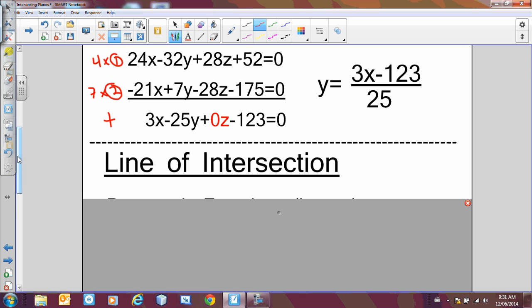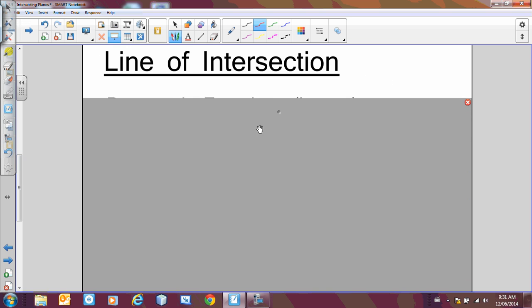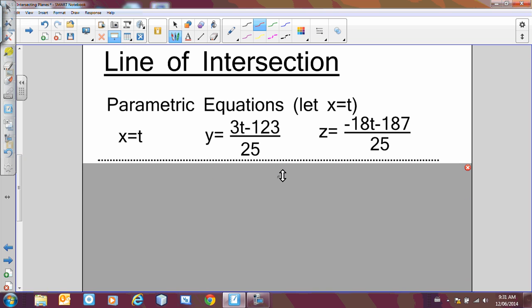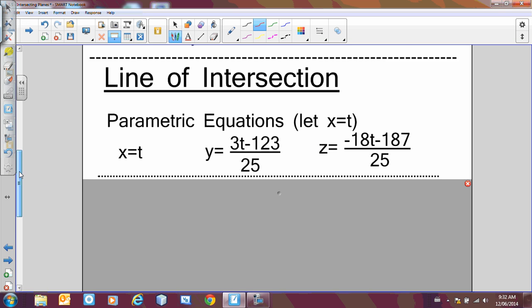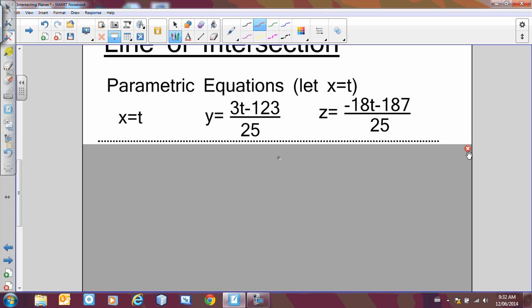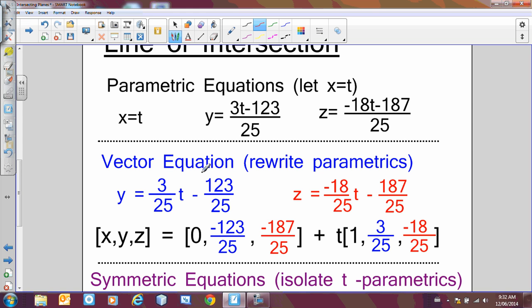Now, to rewrite this as a line, we've already sort of previewed that we're going to be writing the parametric equations. And so we want x in terms of t, y in terms of t, and z in terms of t. Well, by letting x be t, we can simply substitute t for x in the other two expressions. And I have this, and this as my values for x, y, and z. And those are the parametric equations. Once I know those, of course, I should be able to write the other two forms.